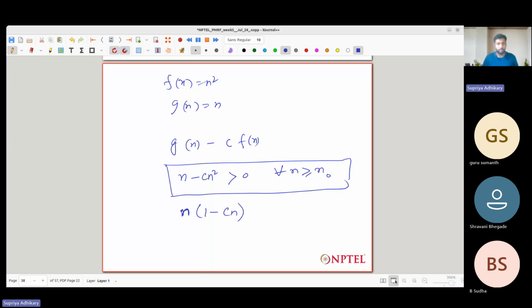Now, n will always be positive, but as n increases, it doesn't matter what we take as this constant c. Since it is a constant, there will be some very large integer n for which the term 1 minus cn will be negative, and therefore this term will definitely be negative. That means this will be less than 0. That is, g(n) is actually less than c f(n).